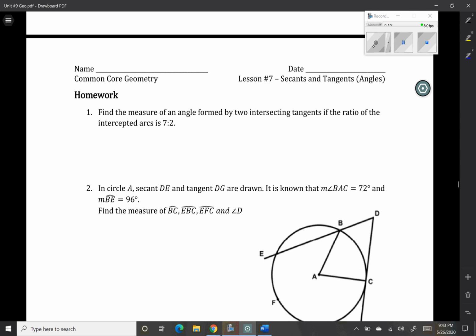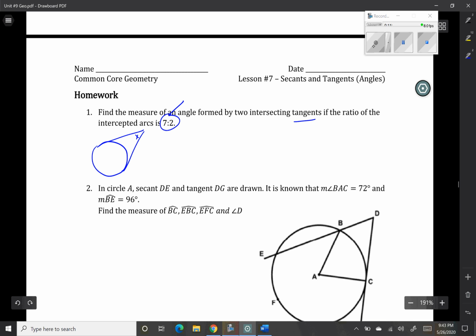All right, so welcome back to the video. Let's see how we did. So we have a ratio here in number 1. We love ratios. It says the measure of an angle formed by two intersecting tangents. So what's that look like? I have a circle, a tangent, and a tangent. We want to know this angle, so we don't know it. We're going to say it's x.